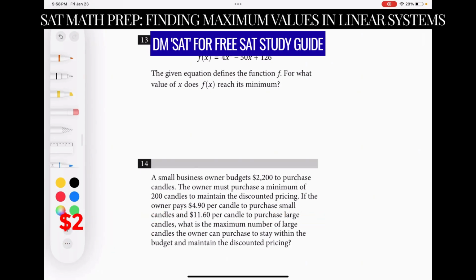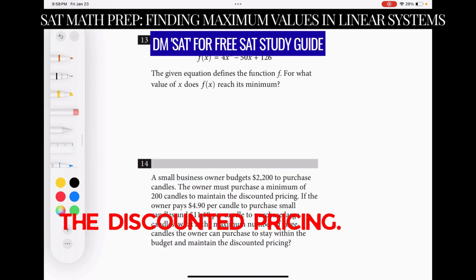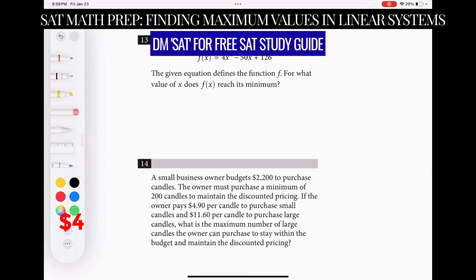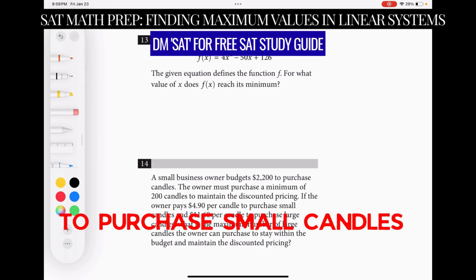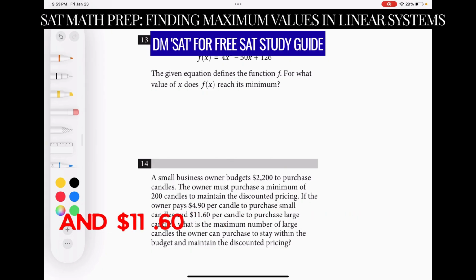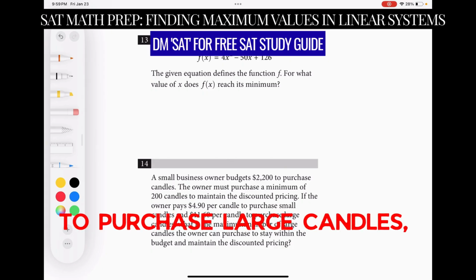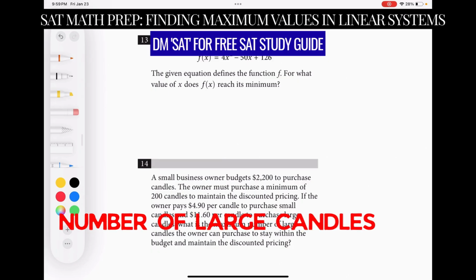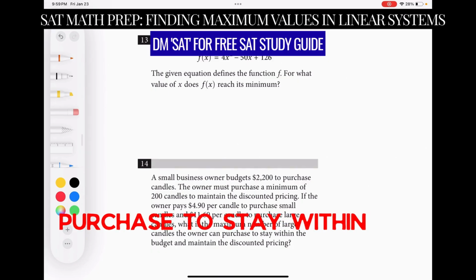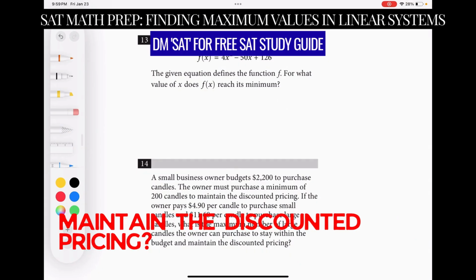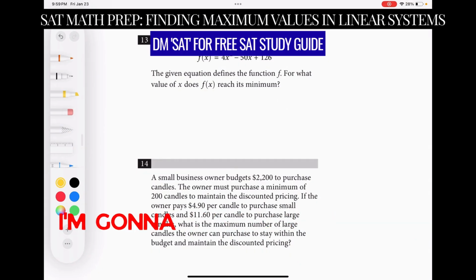A small business owner budgets $2,200 to purchase candles. The owner must purchase a minimum of 200 candles to maintain the discounted pricing. If the owner pays $4.90 per candle to purchase small candles and $11.60 per candle to purchase large candles, what is the maximum number of large candles the owner can purchase to stay within the budget and maintain the discounted pricing? First, I'm going to highlight our question so that way we know what to look for.